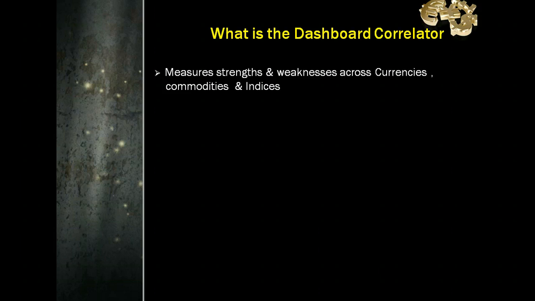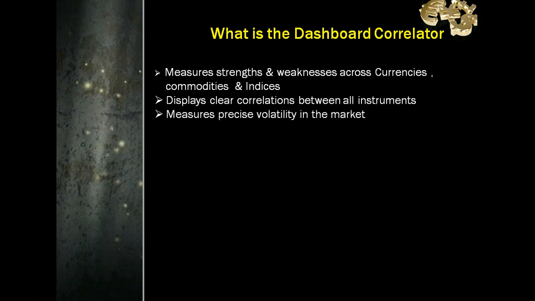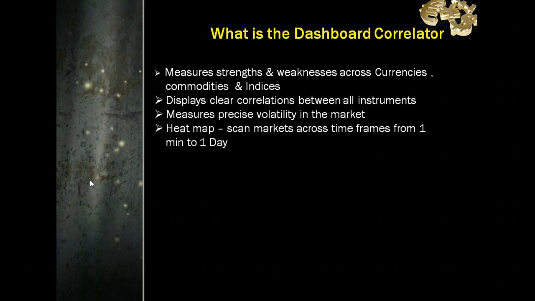So what does it do? It measures strengths and weaknesses across currencies, commodities and indices. It displays the clear correlations between all these instruments, measures the precise volatility in the market, and you'll see there are little volatility numbers that appear in the various blocks, and that will tell you how volatile the market is. There's a heat map on there that scans the markets, starting at the 1 minute time frame up to 1 day.